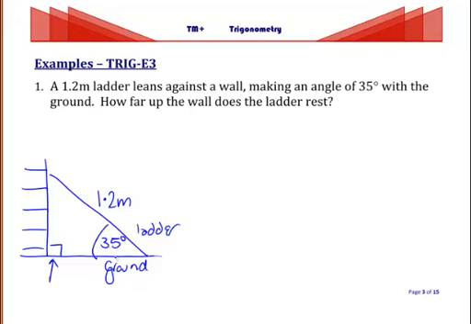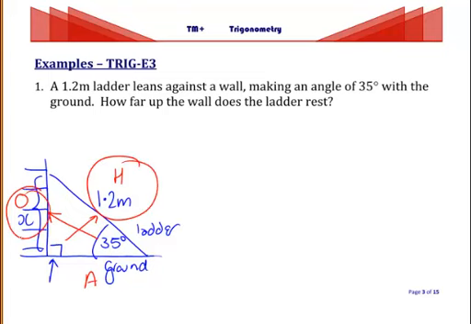Question is, how far up the wall does the ladder rest? So our unknown variable is that x. Now we have to figure out what we've got. If we label our diagram, opposite the right angle is our hypotenuse, opposite the angle is our opposite, and the other side is our adjacent. We're given the hypotenuse and we want to find our opposite. So using SOHCAHTOA, O and H is for sine.